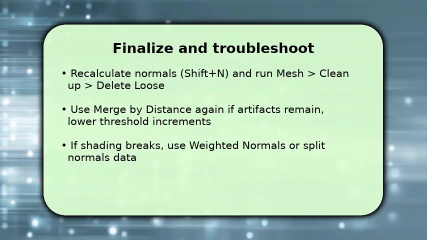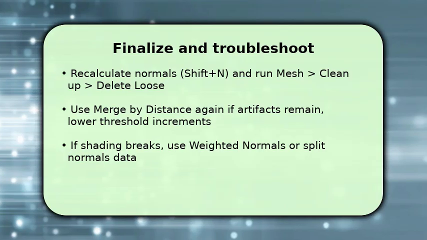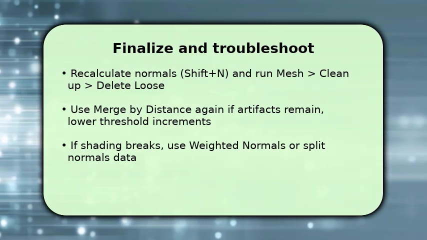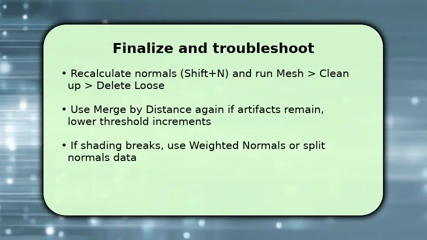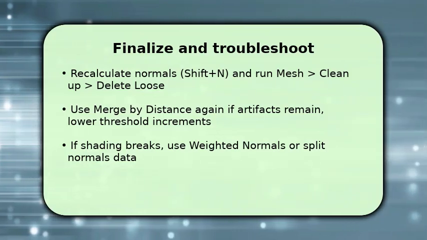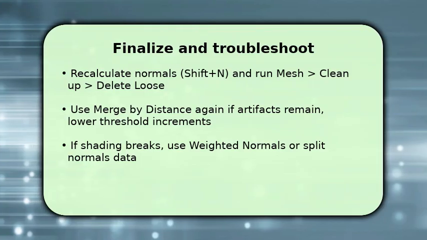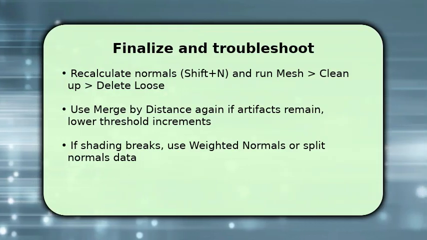Once done, inspect shading and edge flow. If artifacts persist, run Merge by Distance again with a slightly different threshold and check affected areas. If shading still looks wrong, clear custom split normals and apply weighted normals to restore visual continuity.